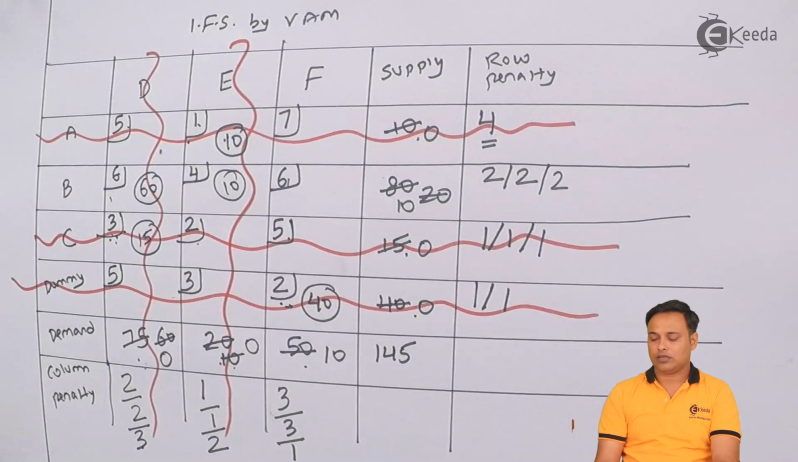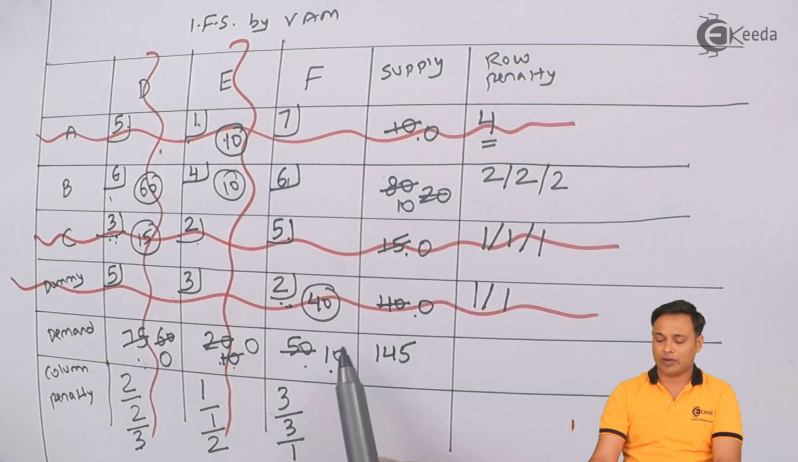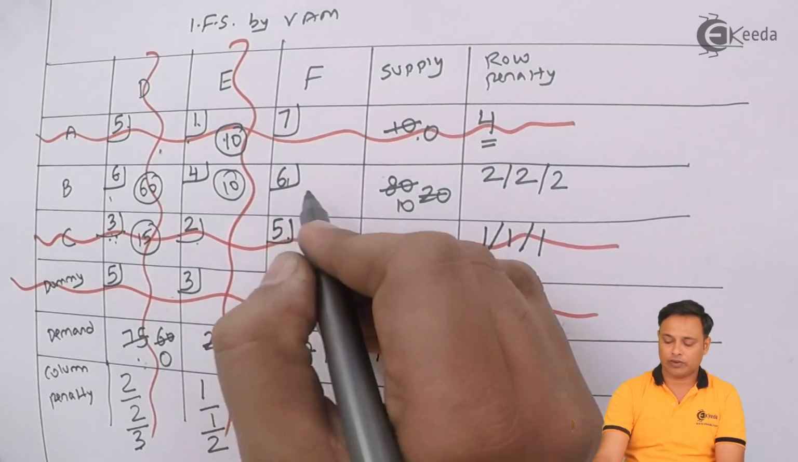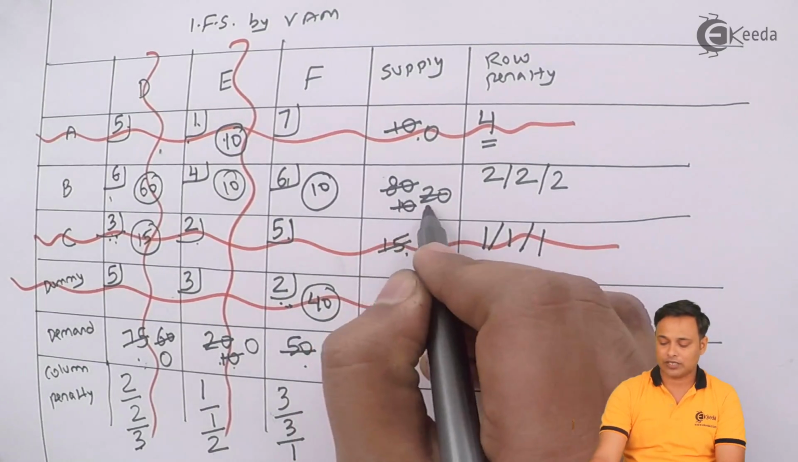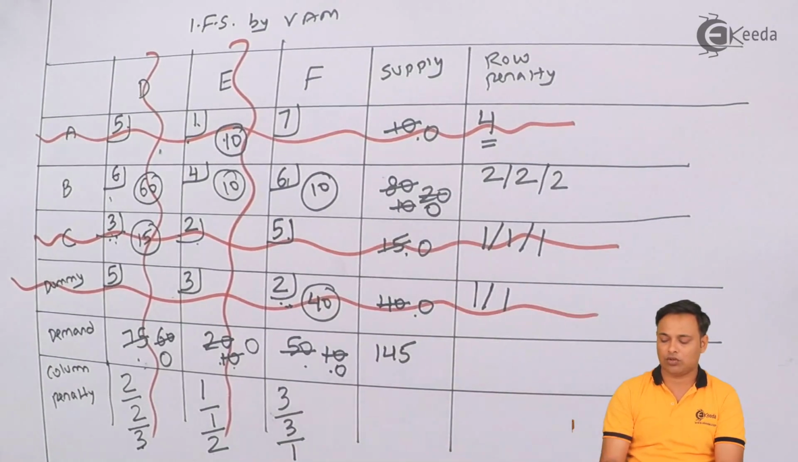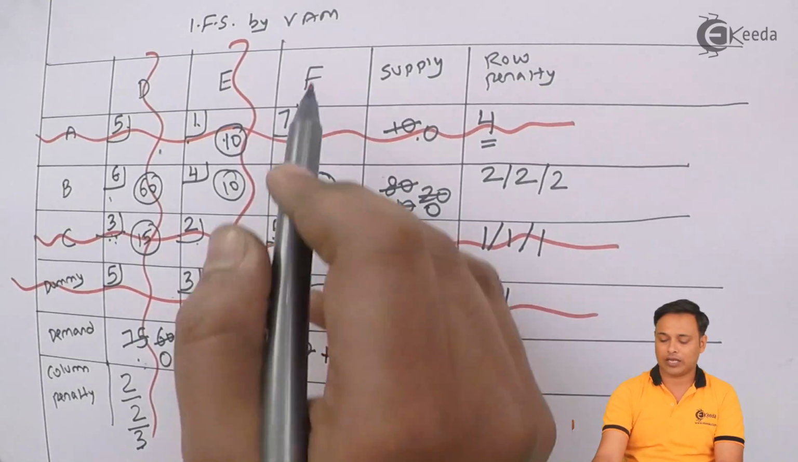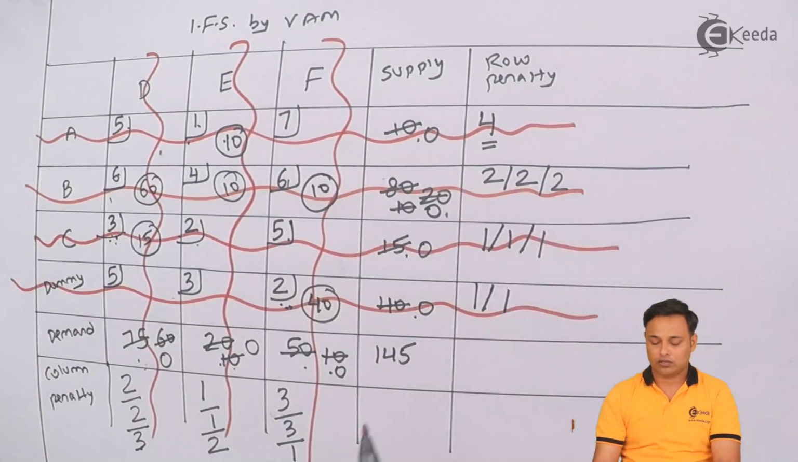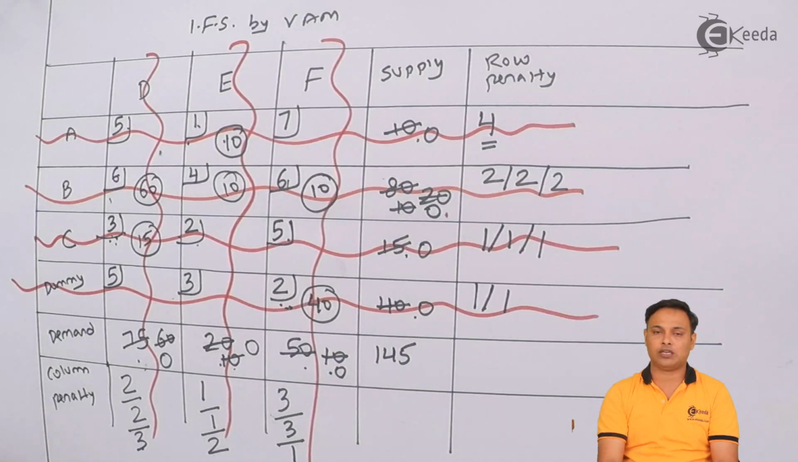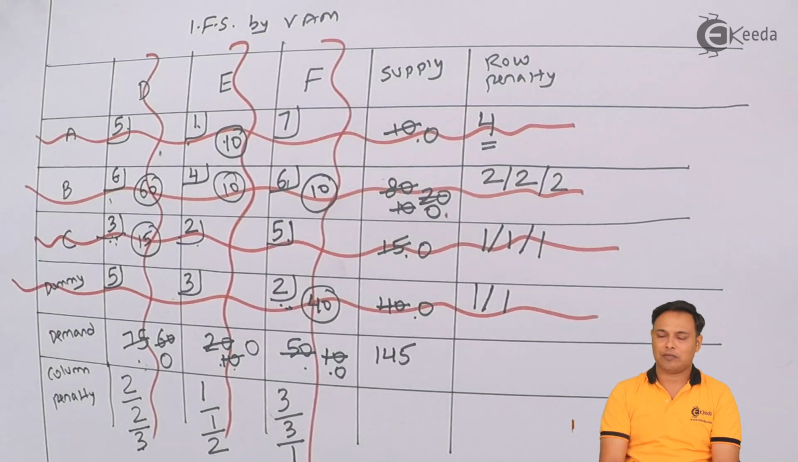And next, I am left with only 10 demand and 10 supply, which will be put down at BF. So 10 minus 10 is 0 and 10 minus 10 is 0. Since I got a 0, I will cancel it out. So this is the initial solution I have obtained by VAM method.